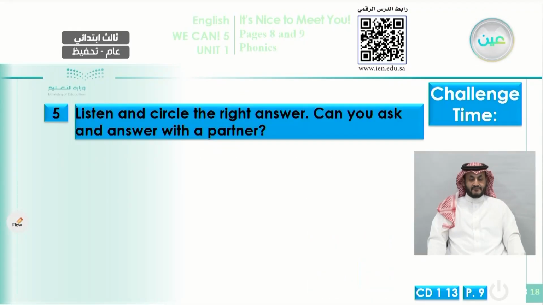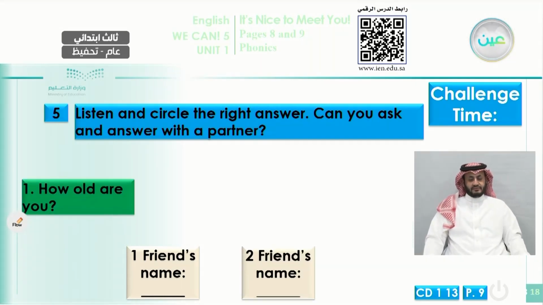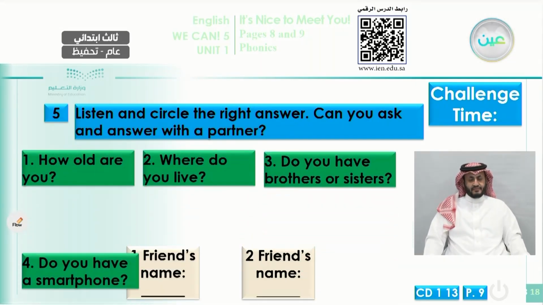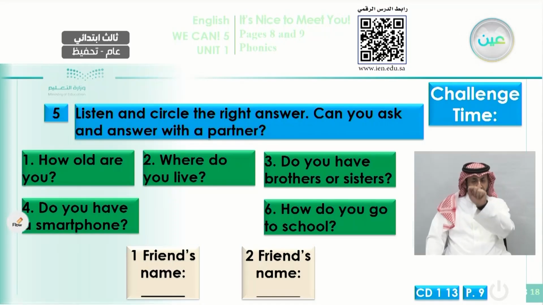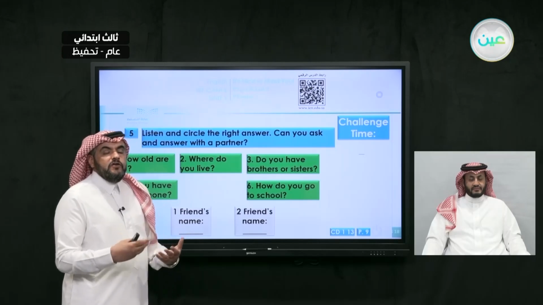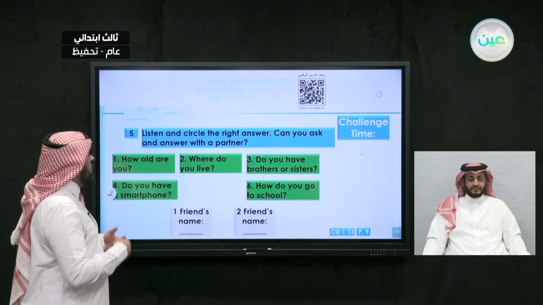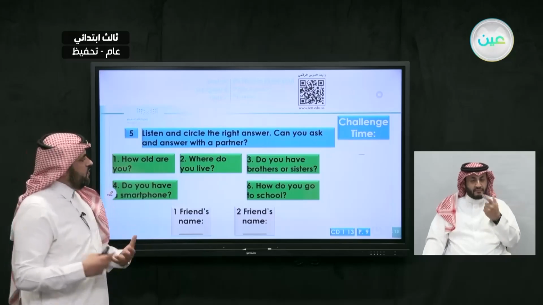Okay, now let's move to the next exercise. That is number 5 on page 9, challenge time. Listen and circle the right answer. Can you ask and answer with a partner? Okay, we have, as you can see here, some questions like these ones. Number 1 here, how old are you? If you ask somebody how old he or she is, you want to get the age of this person. Where do you live? The place where a person lives.